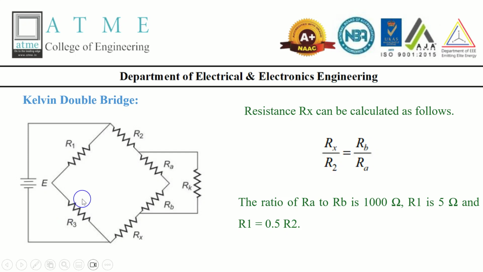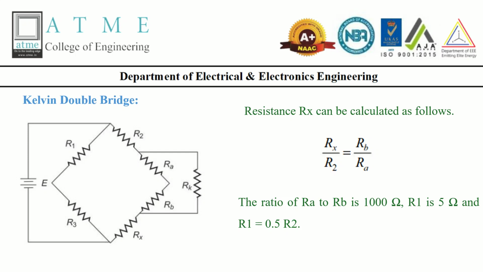In this diagram we have E as a voltage source, and R1, R2, R3 and R4 are known resistors with precise values. We need to assign the values for those. Rx, or we can represent it as Rk, is the unknown resistor we want to measure. Students need to measure that resistance.